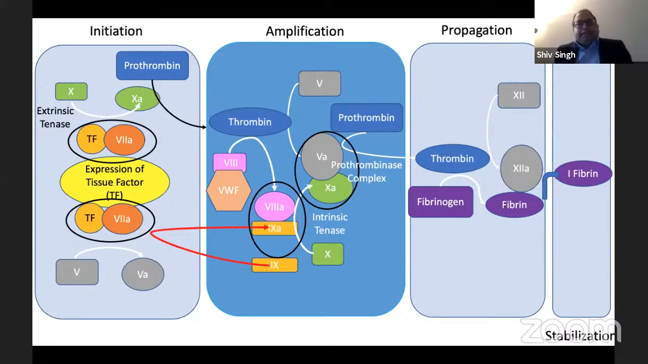So this is, I think, the better way of explaining the coagulation cascade. So there is initiation, there is amplification, there's propagation, and there's stabilization. And there is formation of extrinsic 10ase, formation of intrinsic 10ase, formation of prothrombinase complex, and then propagation of the coagulation factors. I'll pause this for you guys on the group.